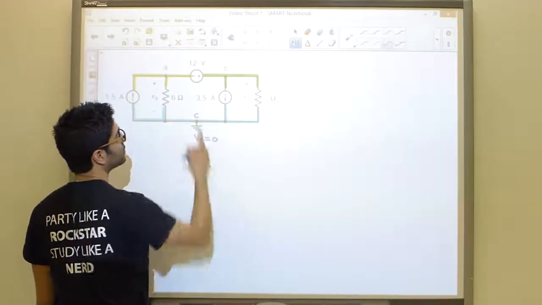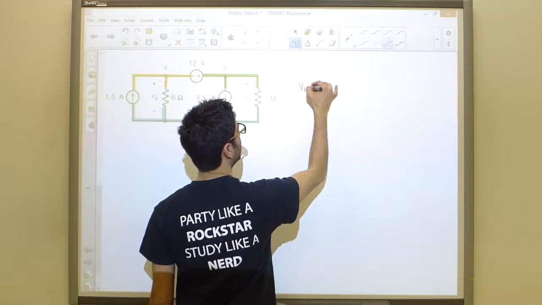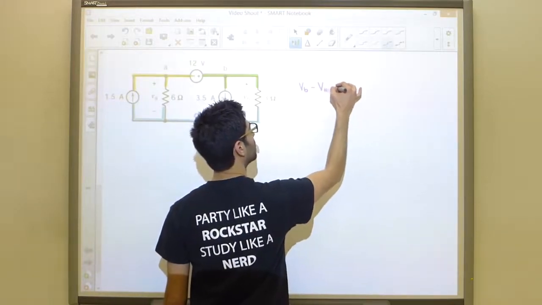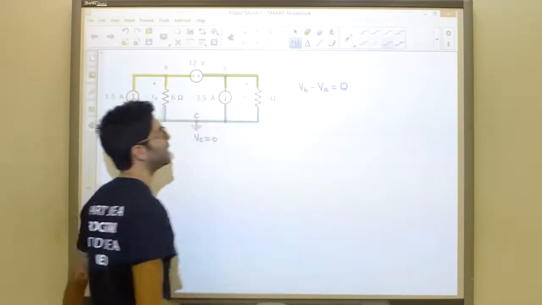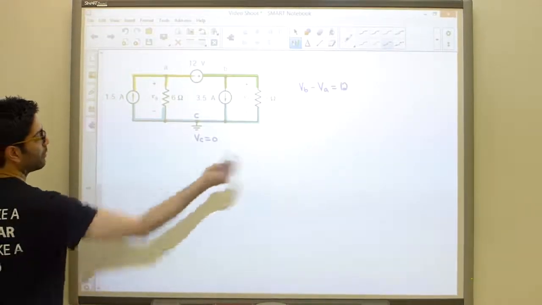Step number 1 is to write a constraint equation for every voltage source. So we know that VB minus VA must equal 12. And now you're going to start writing nodal equations for each node. So let's do them over here.